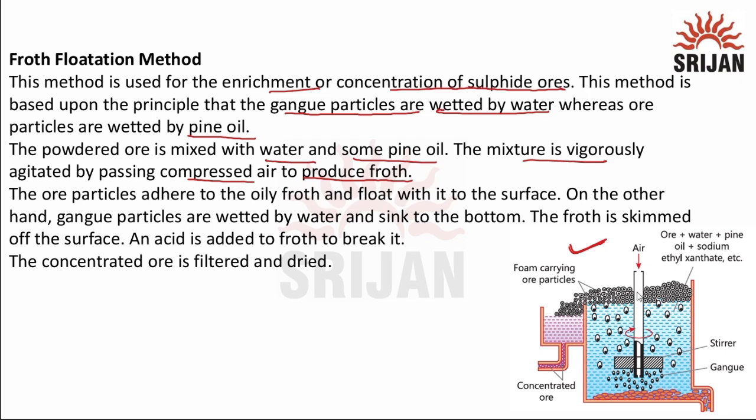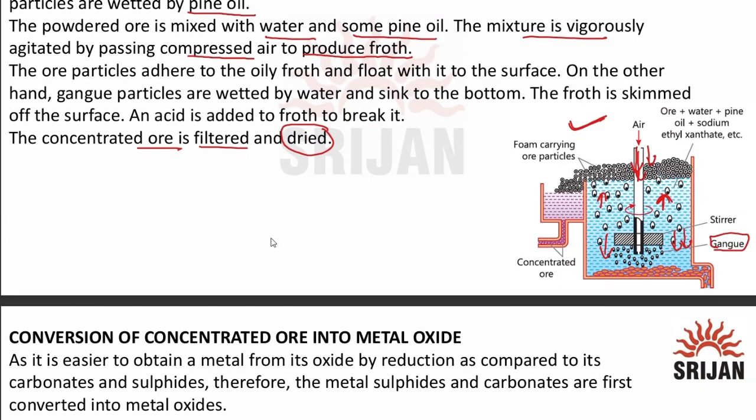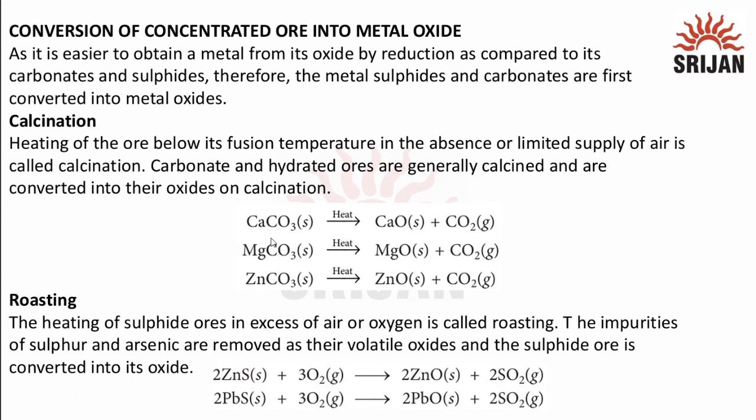Here we mix the ore in the water and the pine oil. After that, we apply compressed air through this pipe. What happens after that? The gangues that are wetted by the water settle down at the bottom and they are removed from this, and on continuous agitation the ore particles that are wetted by the pine oil rise up with the froth, right? And this is how we concentrate this ore, and filter this ore and dry it for the further steps.